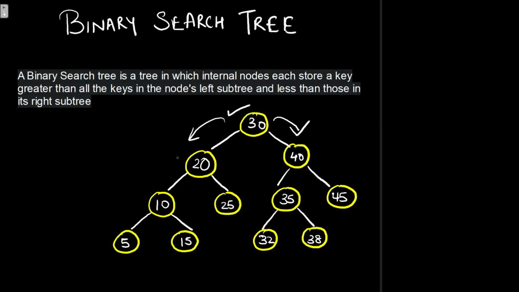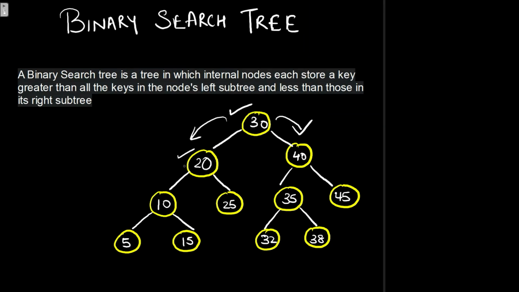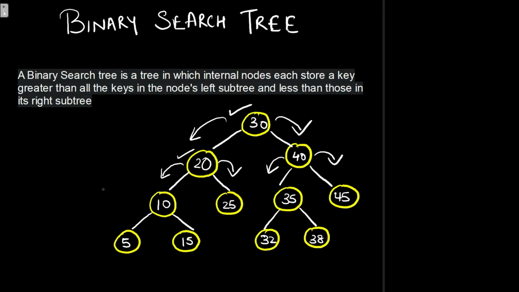For example, here all the nodes in the left subtree of 20 are less than 20 and all the nodes in the right subtree are greater than 20. Similarly, for 40, all the nodes in the left subtree are less than 40 and all the nodes in the right subtree are greater than 40. So this is a binary search tree.